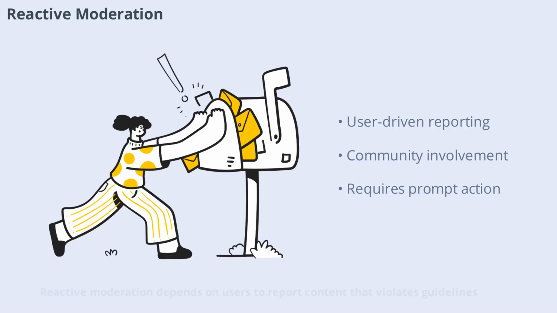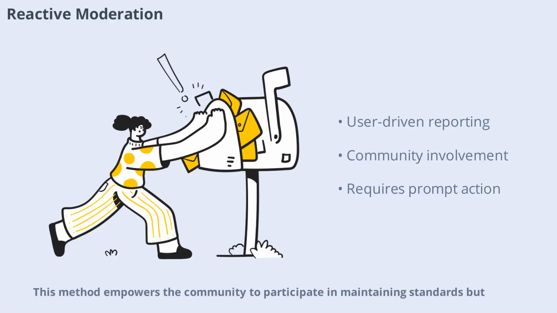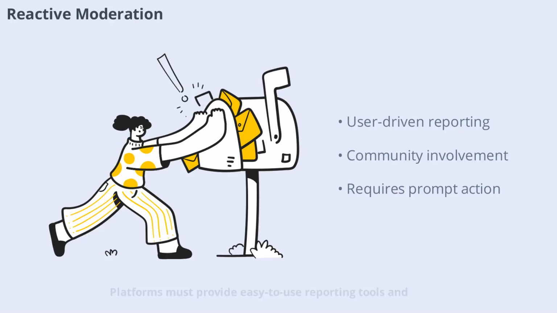Reactive moderation depends on users to report content that violates guidelines. Once reported, moderators review and take appropriate action. This method empowers the community to participate in maintaining standards, but can be less effective if users are reluctant to report issues. It is commonly used alongside other moderation methods to enhance coverage and responsiveness. Platforms must provide easy-to-use reporting tools and ensure timely responses to maintain user trust.